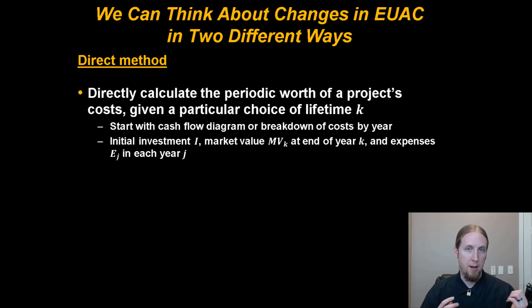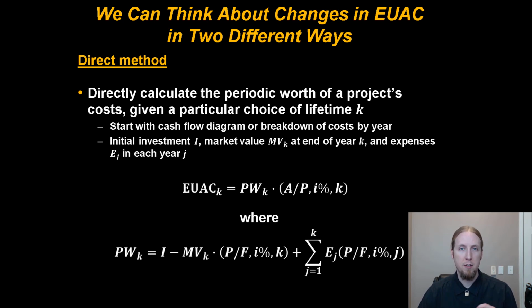And then we'll look at an initial investment at t equals 0, or the current time, a market value at the end of year K equal to MV sub K, and then expenses E sub J in each year. If that's the case, then our EUAC is just the present worth of all of the costs from now until time t equals K times an A given P factor. That's all we're really doing. We're going to take the present worth of all of the costs, and then we're going to spread it out over K years using that A given P factor.